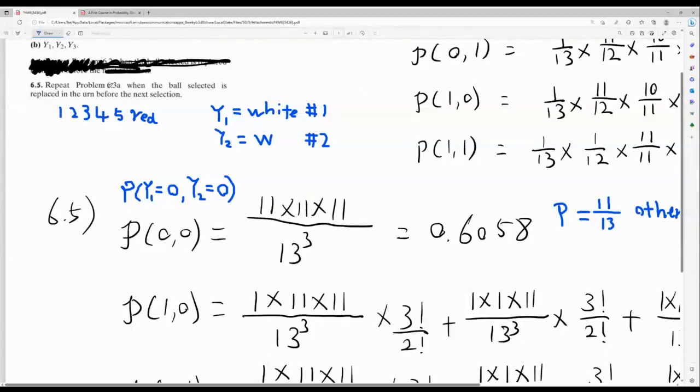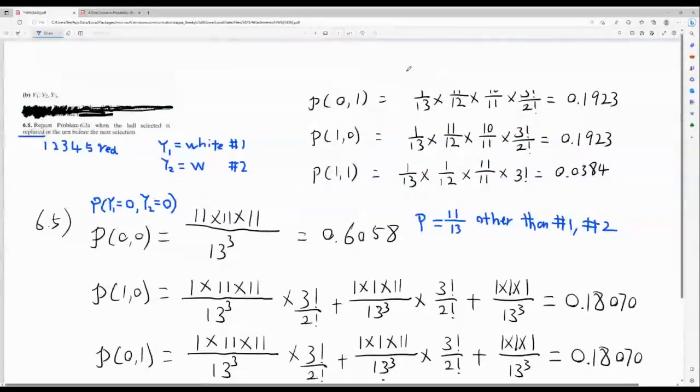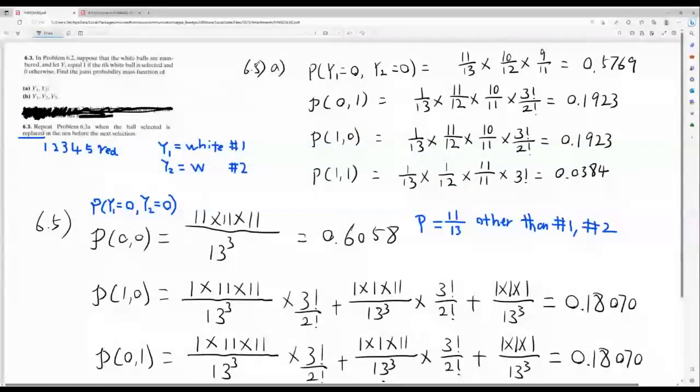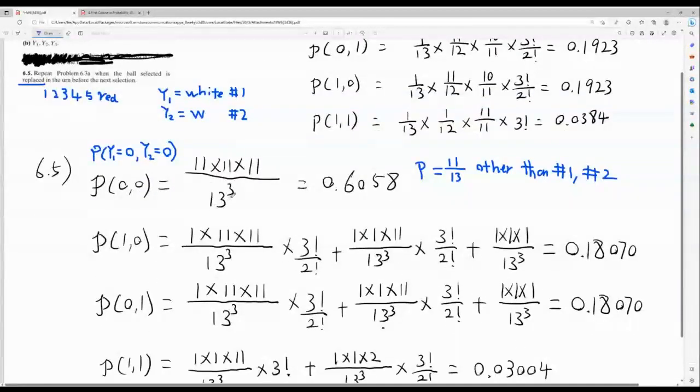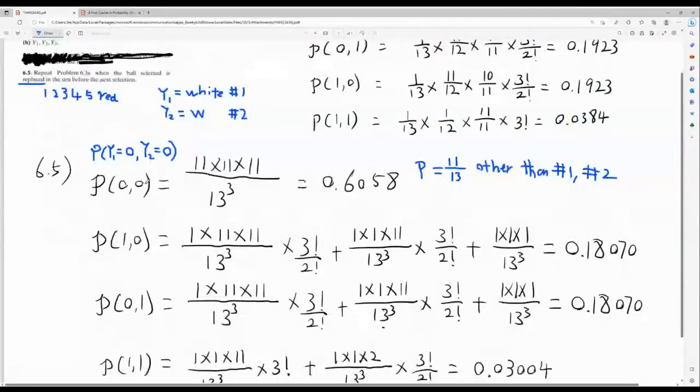So 6.5, repeat problem 6.38, where the selection is replaced before the next selection. So the only difference is replaced. So instead of 13 times 12 times 11 from 6.38, you have 13 times 13 times 13 for the denominator for all those. And then we have four cases.